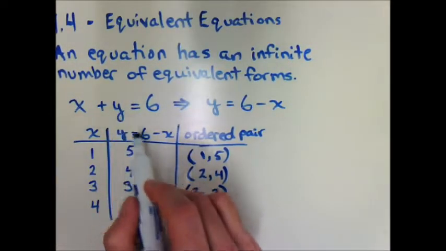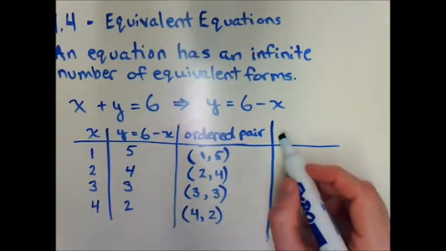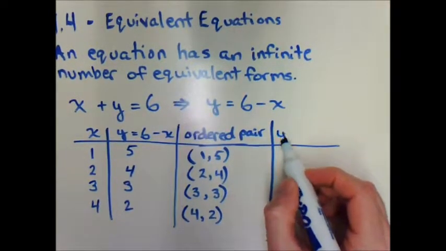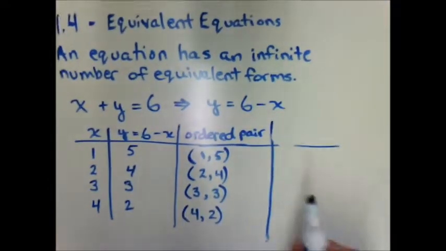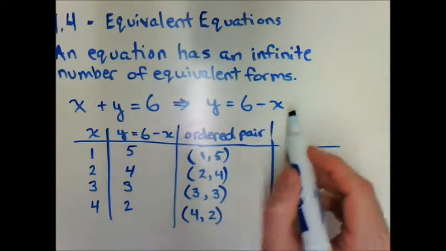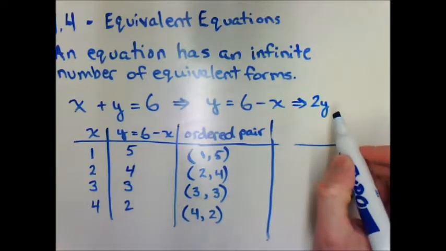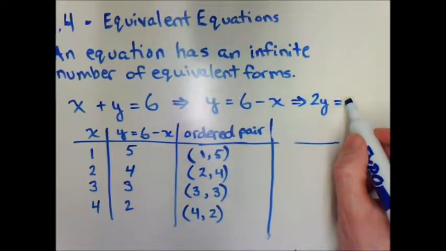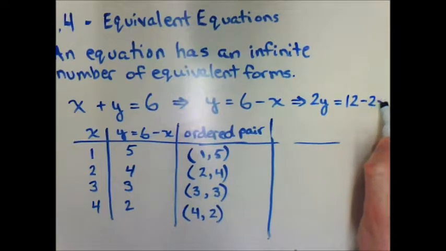So now let's find an equivalent equation to y equals 6 minus x, or x plus y equals 6, because these are the same equation, just in different forms. But let's see what happens now if we change this equation a little bit. We're going to multiply each of the terms in this equation by 2. So we're going to take the y and multiply it by 2. Then we're going to take the 6, multiply it by 2. And this negative x and multiply it by 2.